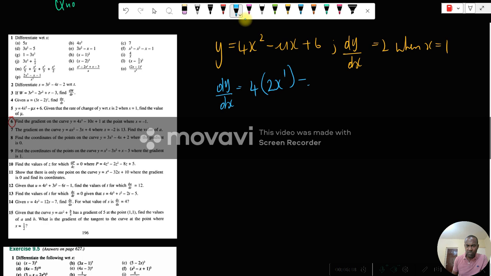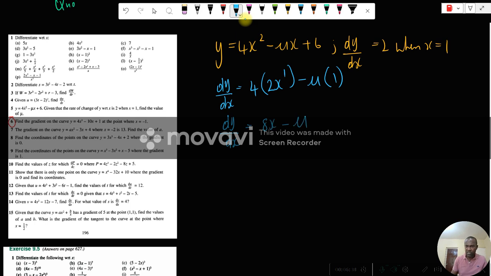Then, of course, mu is a multiplying constant. We keep the mu. We differentiate x with respect to x and simply get 1. 6 is a constant. The derivative is 0, so we don't need to write plus 0. Therefore, dy by dx is equal to 8x minus mu.